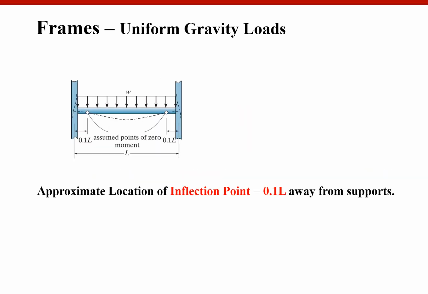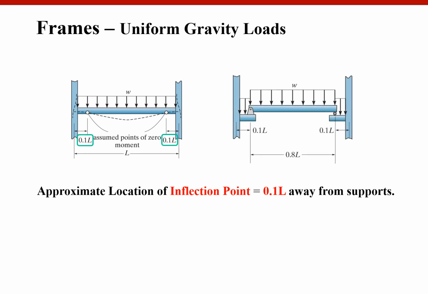So, the approximate location of the inflection point in a usually rigidly connected beam is 0.1 L away from the support. The key is how to use it. We are going to use it in this way. When you look at this type of reality, you are going to model it like this.